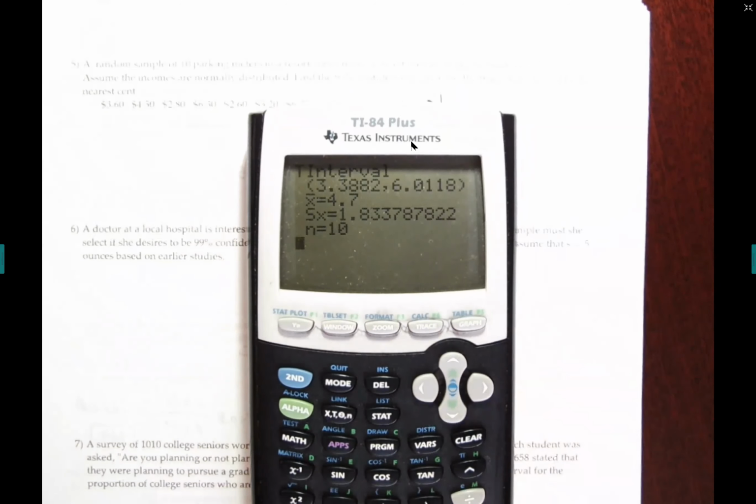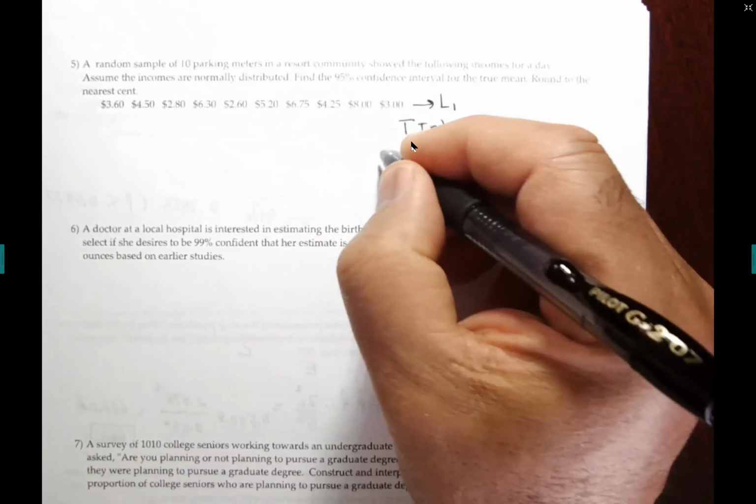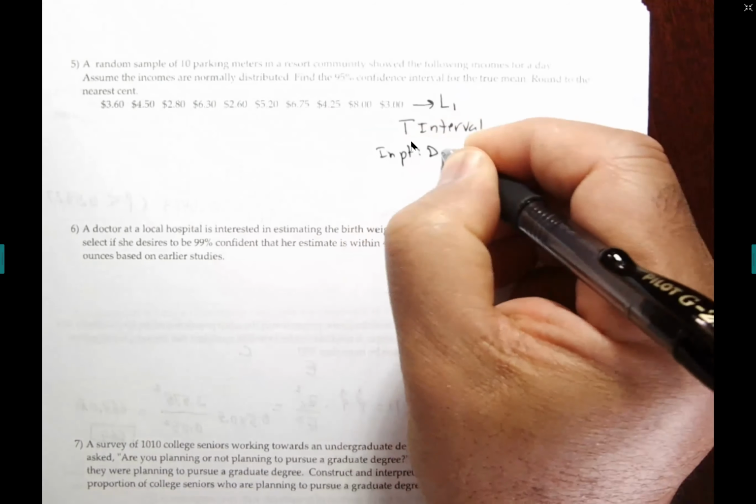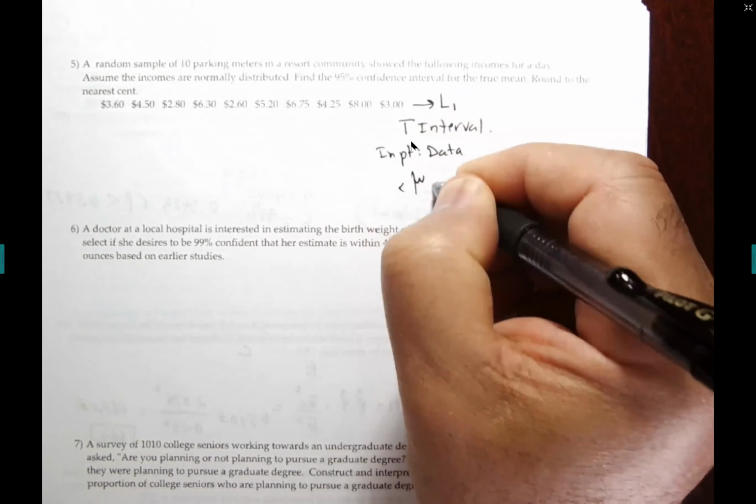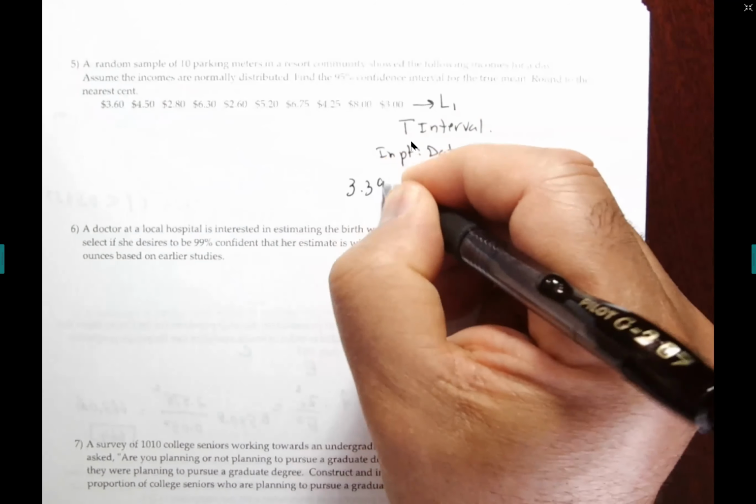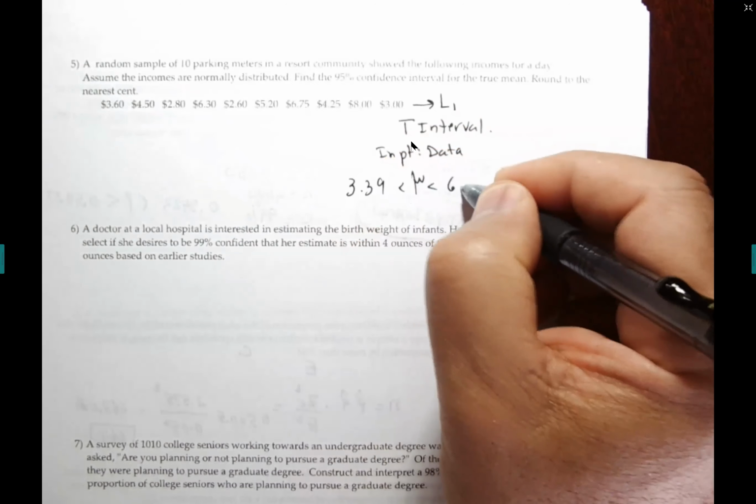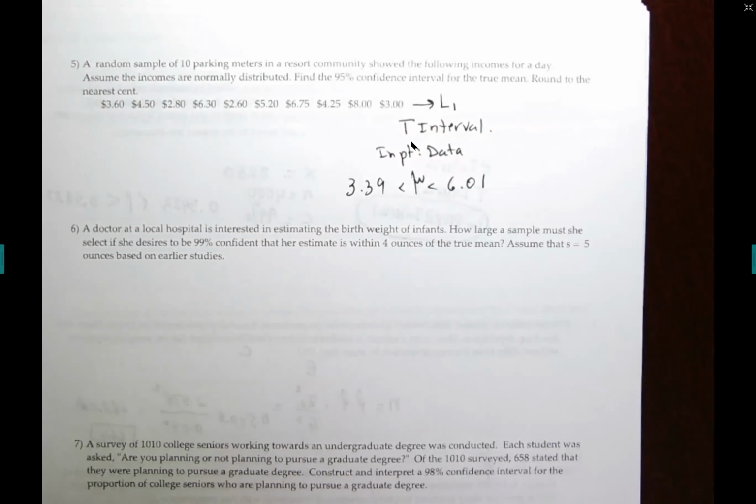There you go. So the mean is, I'll write it down. Input is data. Make sure you use data here. The mean is between $3.39, this is in dollars, so you have to put 2 decimal digits, and $6.01. If you're asked to interpret, you say with 95% confidence, we can say the mean income on a parking meter in general is between $3.39 and $6.01.